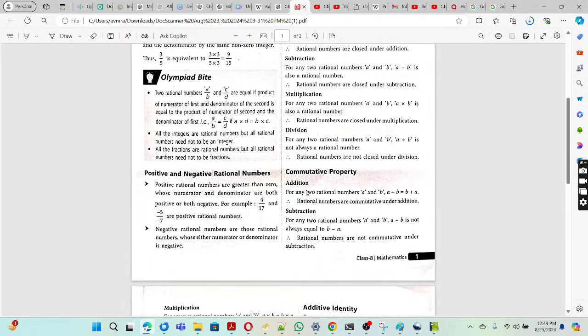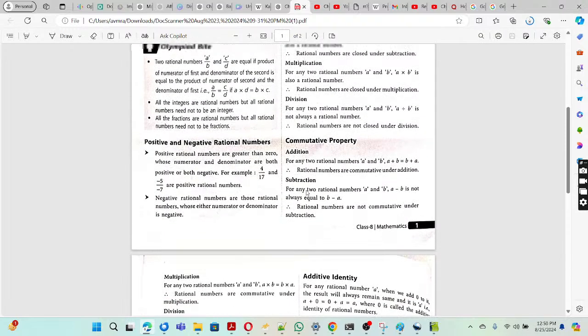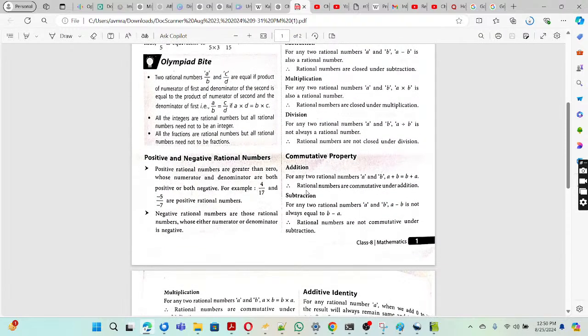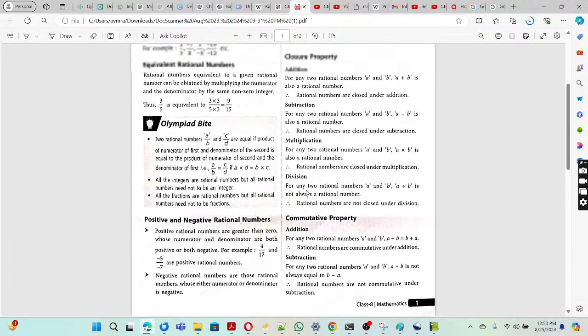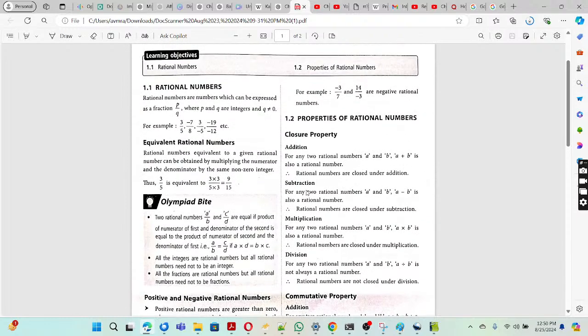Now, positive and negative rational numbers. We discussed positive and negative rational numbers. Positive rational numbers are greater than 0, and their numerator and denominator are both positive or both negative. As I mentioned, if the numerator and denominator both contain negatives, then it becomes positive, and both positive is also positive. Negative rational numbers are those whose either numerator or denominator is negative. As I mentioned, minus 3 by 7 and 14 by minus 3 are negative rational numbers.